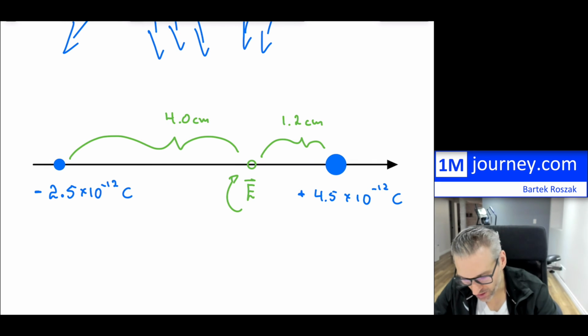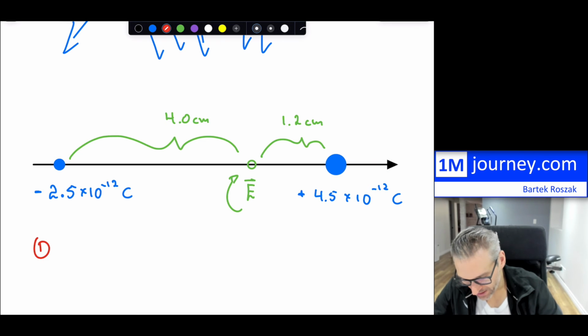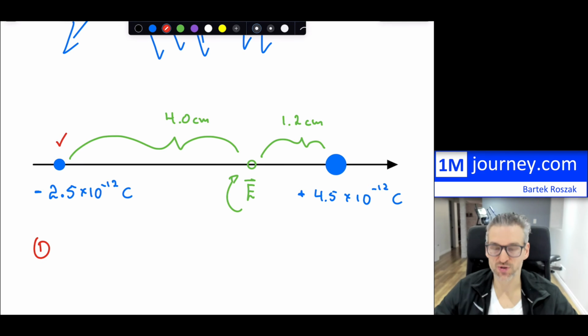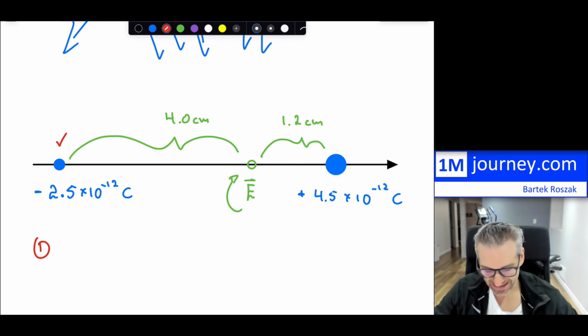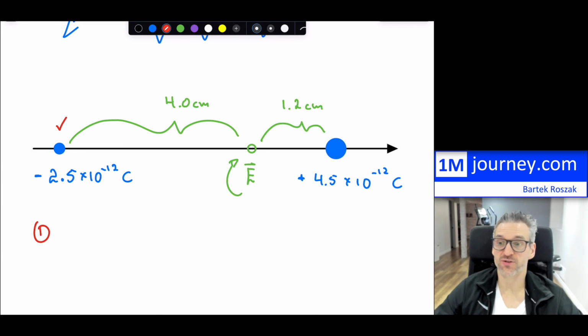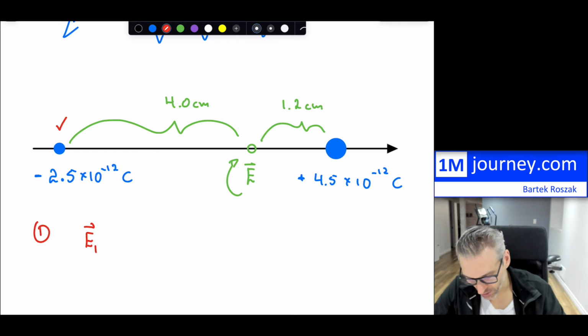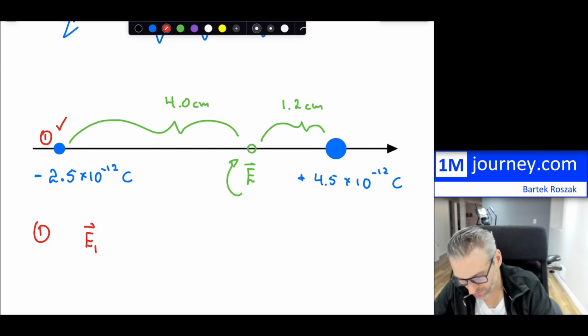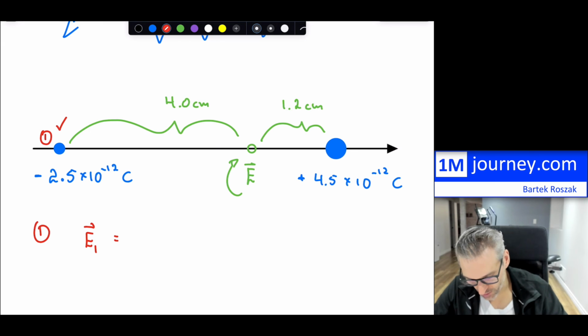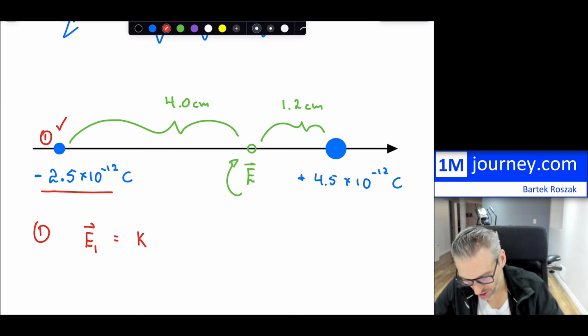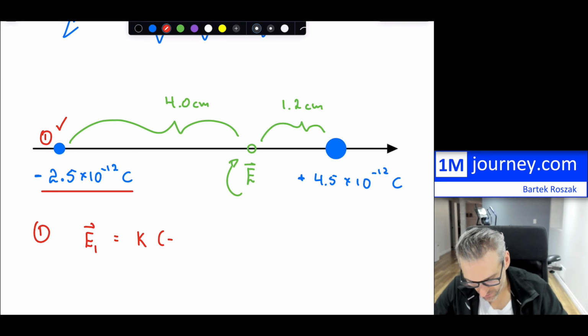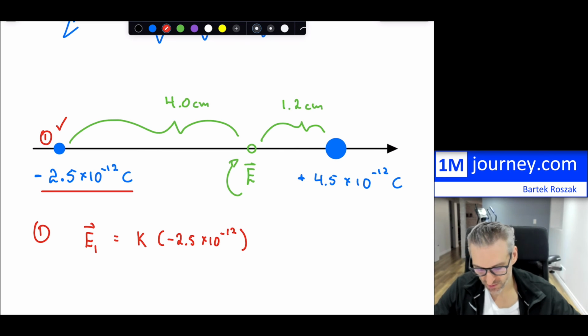So the way that we would do it is this way. Number one, simply take one of them. We're going to use superposition and assume that the other charge, the 4.5, is not there. So we're going to find the electric field, sorry, from charge number 1, and that is equal to simply K times the charge, so that's this charge right here. In this case it would have been negative 2.5 times 10 to the negative 12, right? So this is what we have.